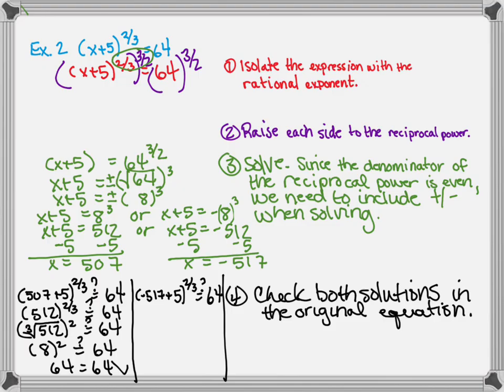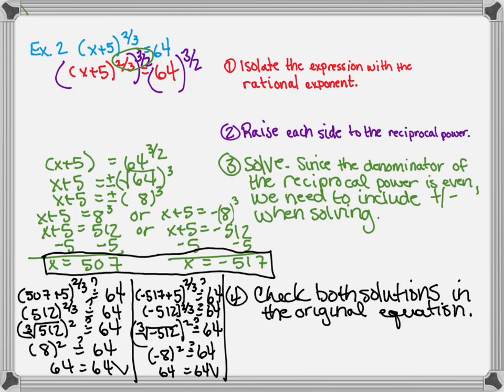Negative 517 plus 5 raised to the 2/3 power, does that equal 64? Negative 512 raised to the 2/3 power, does that equal 64? The cube root of negative 512 quantity squared, does that equal 64? The cube root of negative 512 is negative 8. Negative 8 squared, does that equal 64? Yes, 64 does equal 64, so that one checks out as well. So we have two solutions. Our solution is 507 or negative 517.